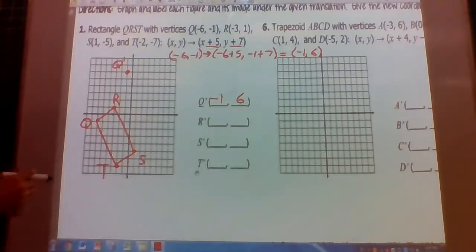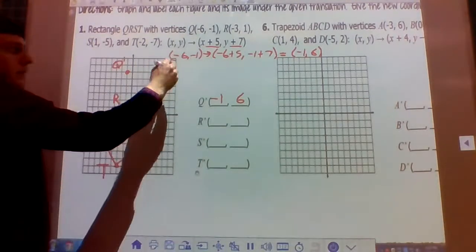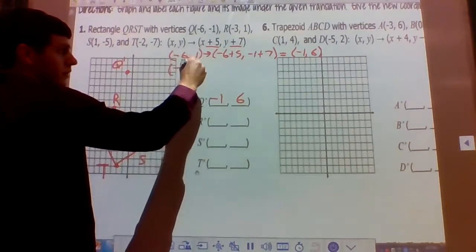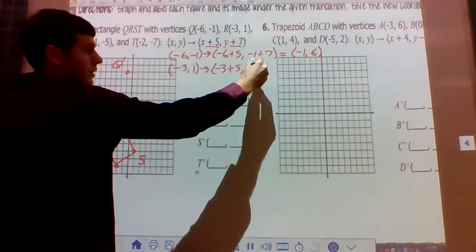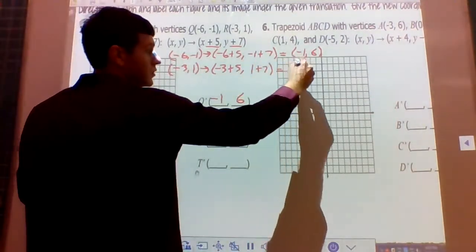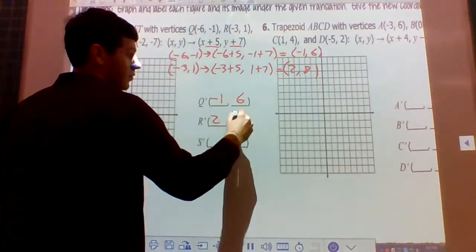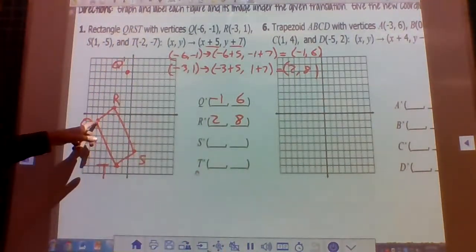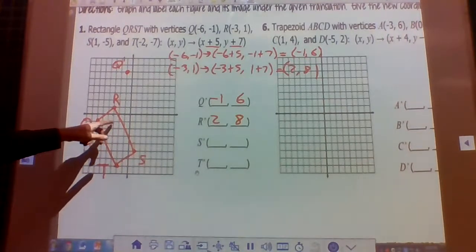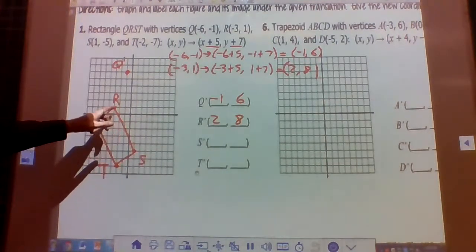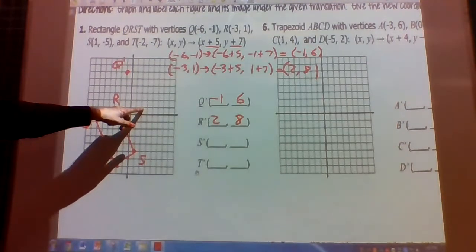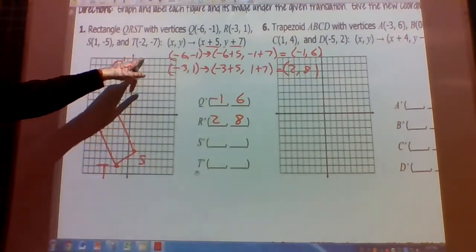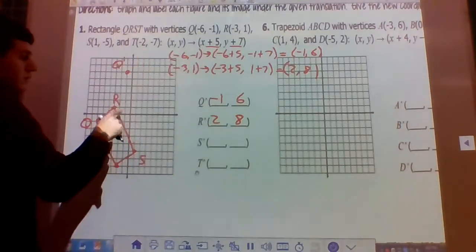Okay, we do the same thing with R. So again, we can plug it in. So R is -3, 1. So it's going to be -3 plus 5, 1 plus 7, which is going to give us 2, 8. Or we could have counted. So here's Q. So our horizontal shift is 5. So 1, 2, 3, 4, 5. Those Q, we just did that one. R. 1, 2, 3, 4, 5. So we're going to right 5 and then up 8. Sorry, up 7. 1, 2, 3, 4, 5, 6, 7. So here's going to be our point.